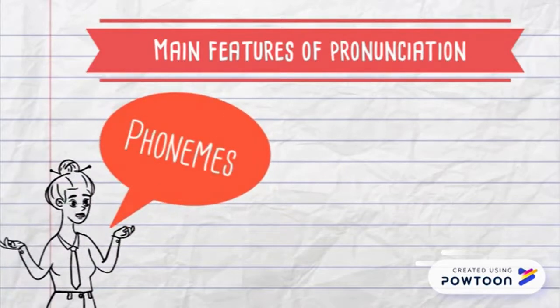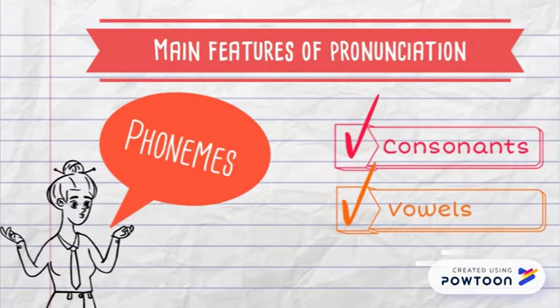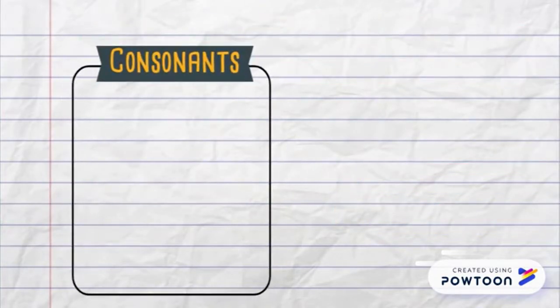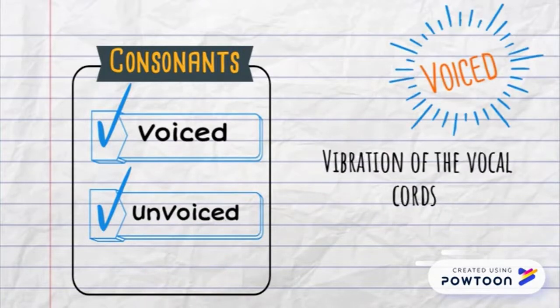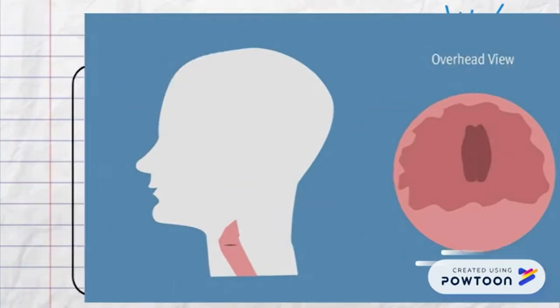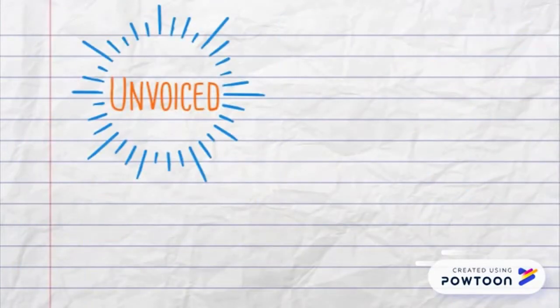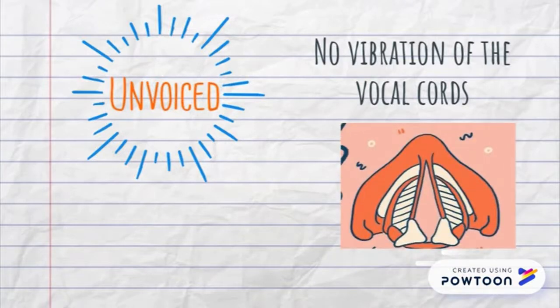First, phonemes, that are the different sounds within a language, as for example, rat, are divided into consonants and vowels. At the same time, consonants are divided into voiced and unvoiced sounds. We refer to voice when the vocal cords in the larynx vibrate. Here is how your vocal cords look when you are producing a voice sound. We refer to unvoiced when there is no vibration of the vocal cords. Here is how your vocal cords look when you are producing an unvoiced sound.